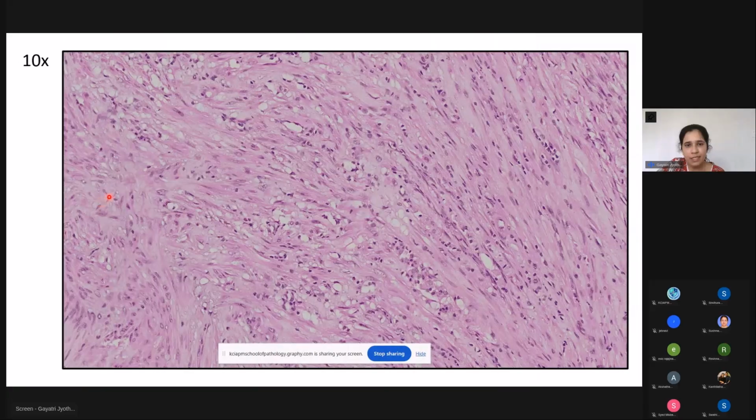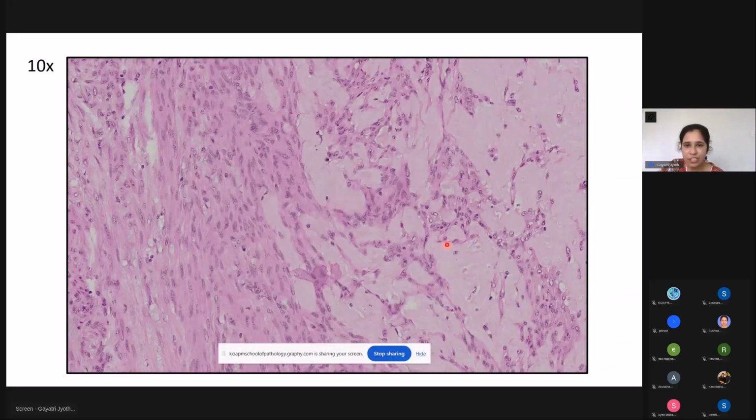So these were the enlarged view of the smooth muscle cells. These interlacing fascicles of smooth muscle fibers can be appreciated, showing leiomyoma features. These were the degenerative changes we have noticed, probably a hyaline or a mixed degeneration.